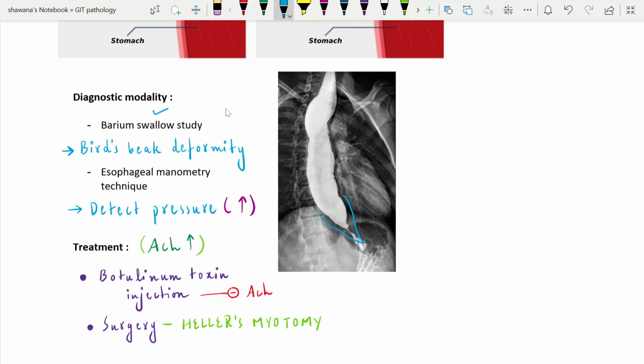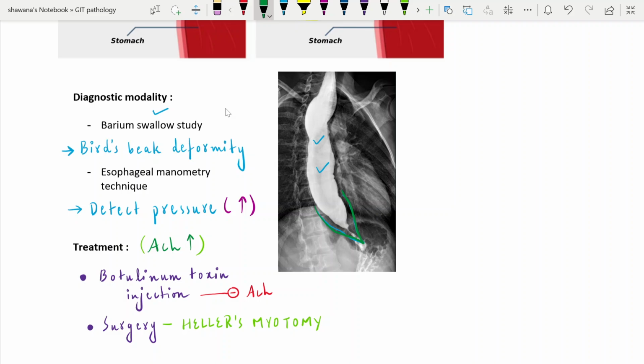It's the technique where the patient ingests barium, which is a liquid chemical. When the patient is ingesting that barium, we can take an x-ray of that, and barium reflects light, so it becomes lighter than the surrounding. As you can see, the barium is lighter in color than the surrounding, and it results in the bird's beak deformity, a very famous term that we use in pathology. As you can see, the lower esophageal sphincter is giving you that bird's beak deformity appearance.